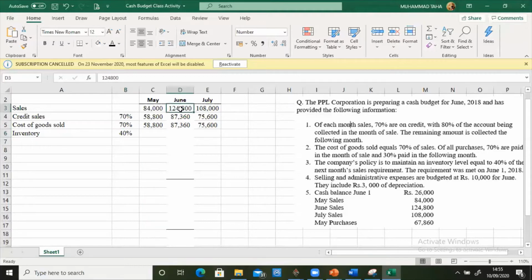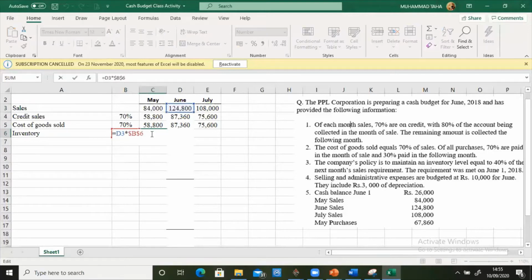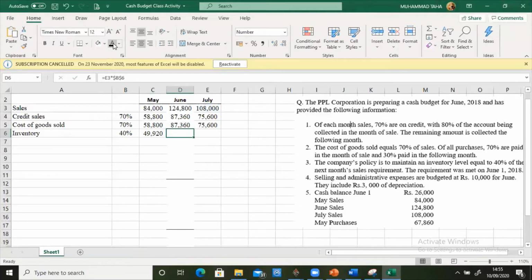So for the June sale, you're going to keep a 40% inventory in May. For the next month's sale, you keep a 40% inventory in the current month. Similarly, for the July sale, you're going to keep a 40% inventory in June. Selling and admin expenses are budgeted. Again, this is directly related to your cash flow. We'll come to this later. Now that you have the cost of goods sold and the inventory level, you can figure out the purchases amount from this.